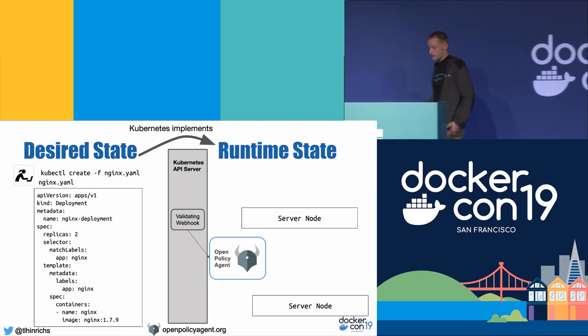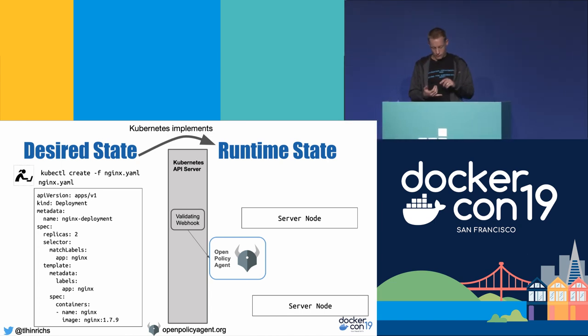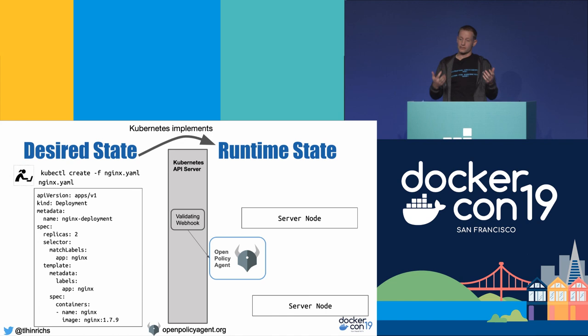And if the resource makes it all the way through authentication, authorization, and admission, then it becomes desired state, and Kubernetes does what it does best, which is to automate the realization, the rendering of that runtime state based on that desired state.